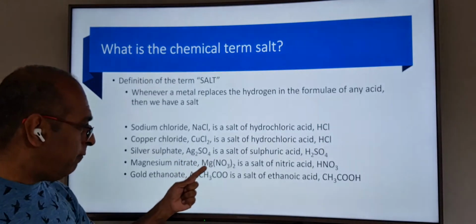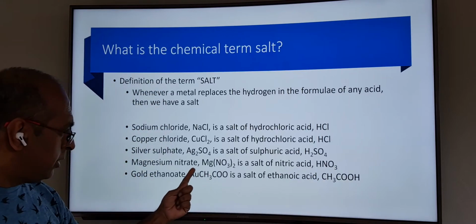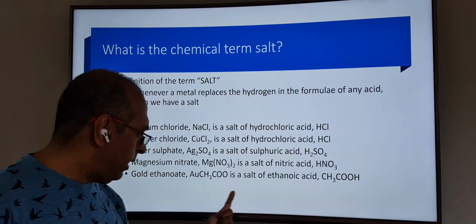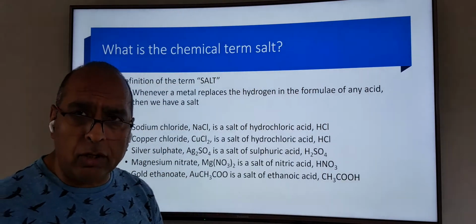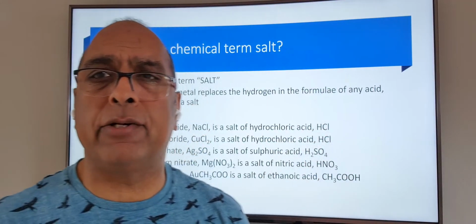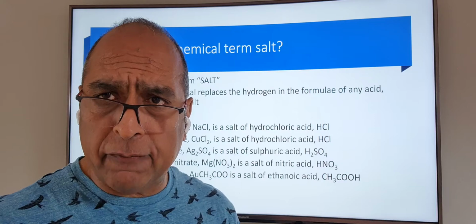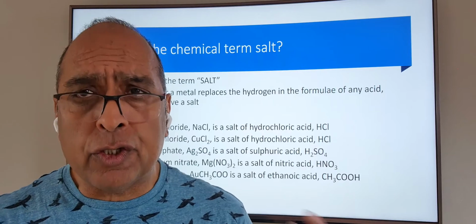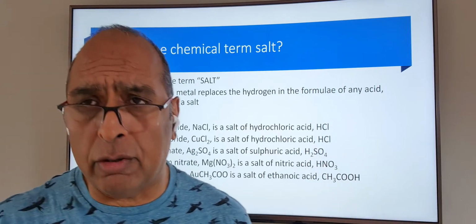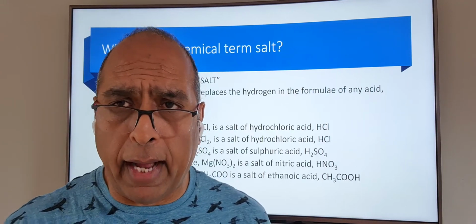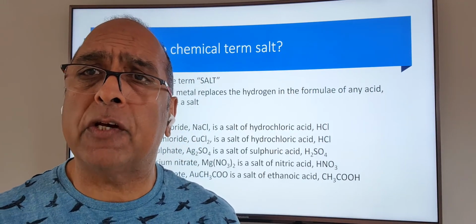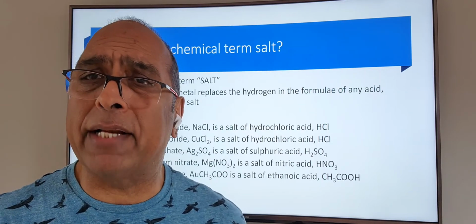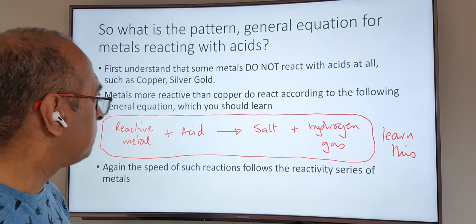In the same way, what if magnesium replaced the hydrogen in nitric acid? Then magnesium nitrate would be a salt. What if gold replaced the hydrogen in vinegar? Well, then gold ethanoate would be a salt. You pick any metal and put it in place of the hydrogen in any acid, then that is the chemical term salt. So if you understand the term salt and you understand what an acid is, then we can proceed to explaining to you how metals will react with acids in a general pattern and giving you a general formula.